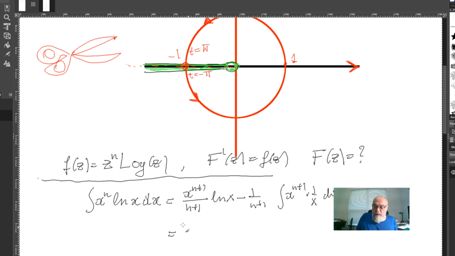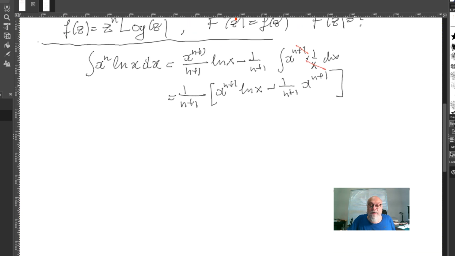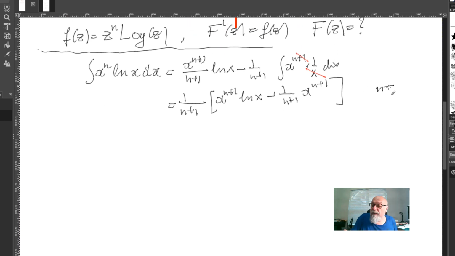And of course, that leads to this expression. Take this 1 over n plus 1 outside, and then you have here x^(n+1) ln of x minus 1 over n plus 1 times x^(n+1). Why? Because here, of course, this one cancels that one, and we are getting the same integration. So that is my antiderivative for that function in the real case. Of course, this is for n different than minus 1, and if n is equal to minus 1, so this antiderivative in such a case, it's very easy to notice, is just simply 1/2 ln square of x.